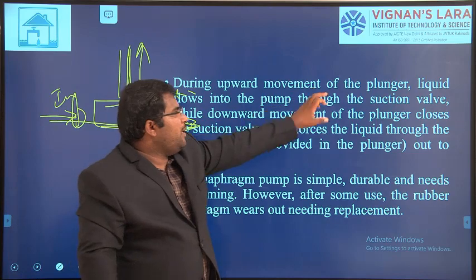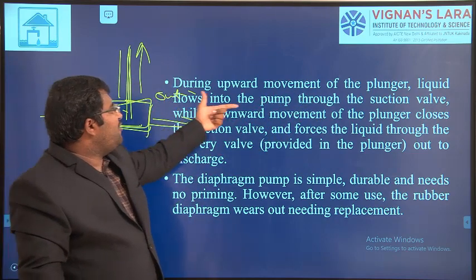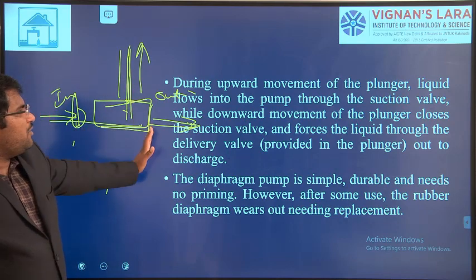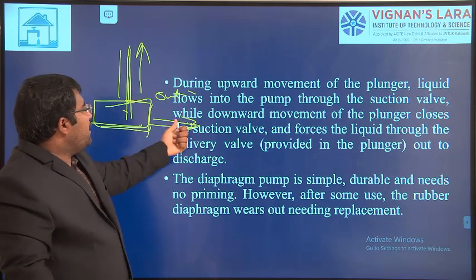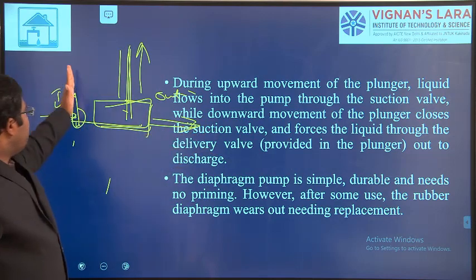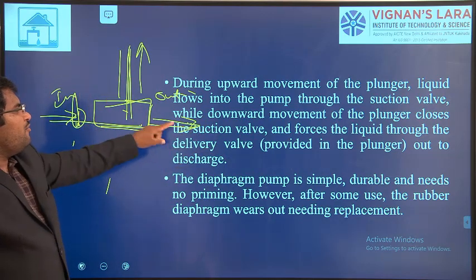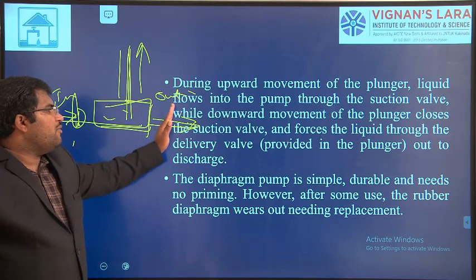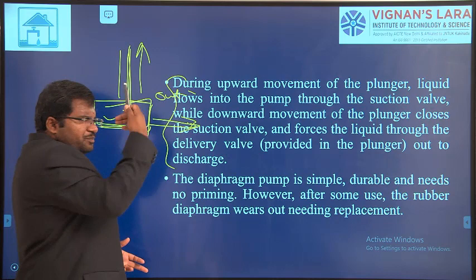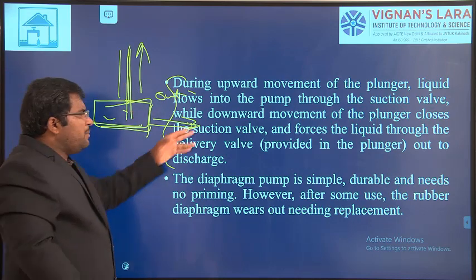During the upward movement of the plunger, the liquid flows into the pump through the suction valve. This is the suction valve, this is the delivery valve, right. While moving downward, the plunger closes the suction valve. Here it will be closed and forces the liquid through the delivery valve, right, out of the discharge. Okay, this is the basic principle of the reciprocating pump that we know.